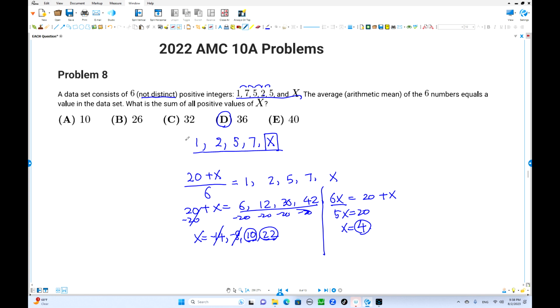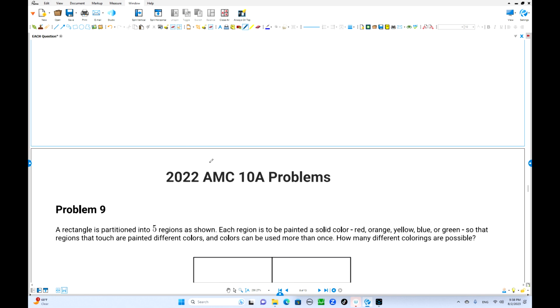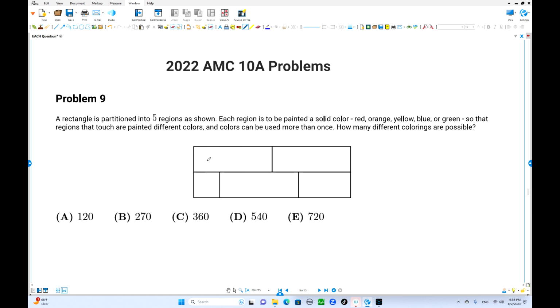That is number 8. Okay, so we're going to try number 9. All right, a rectangle is partitioned into 5 regions. Each region is to be painted a solid color: red, orange, yellow, blue, and green. The regions that are neighbors are painted different colors. We can use the same color for regions that are far apart, here and here. So there are 5 colors.